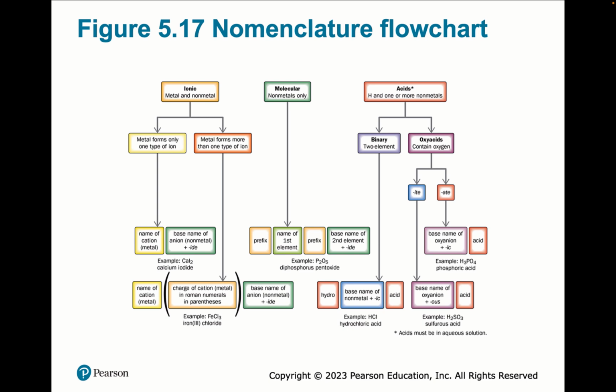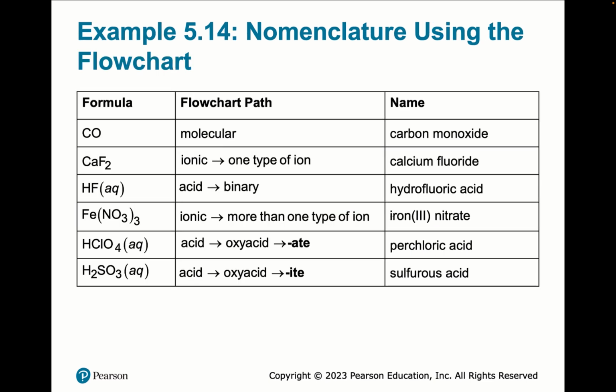If you are allowed to have a crib sheet, this is something you might want to put on that crib sheet or keep handy as you're doing your work. So you can use the flowchart. CO is molecular, so we're going to call it carbon monoxide. Next one down, calcium fluoride. It's ionic. I can just look at it and say it. It's an ionic compound because it has a metal and a non-metal, and it has one type of ion.